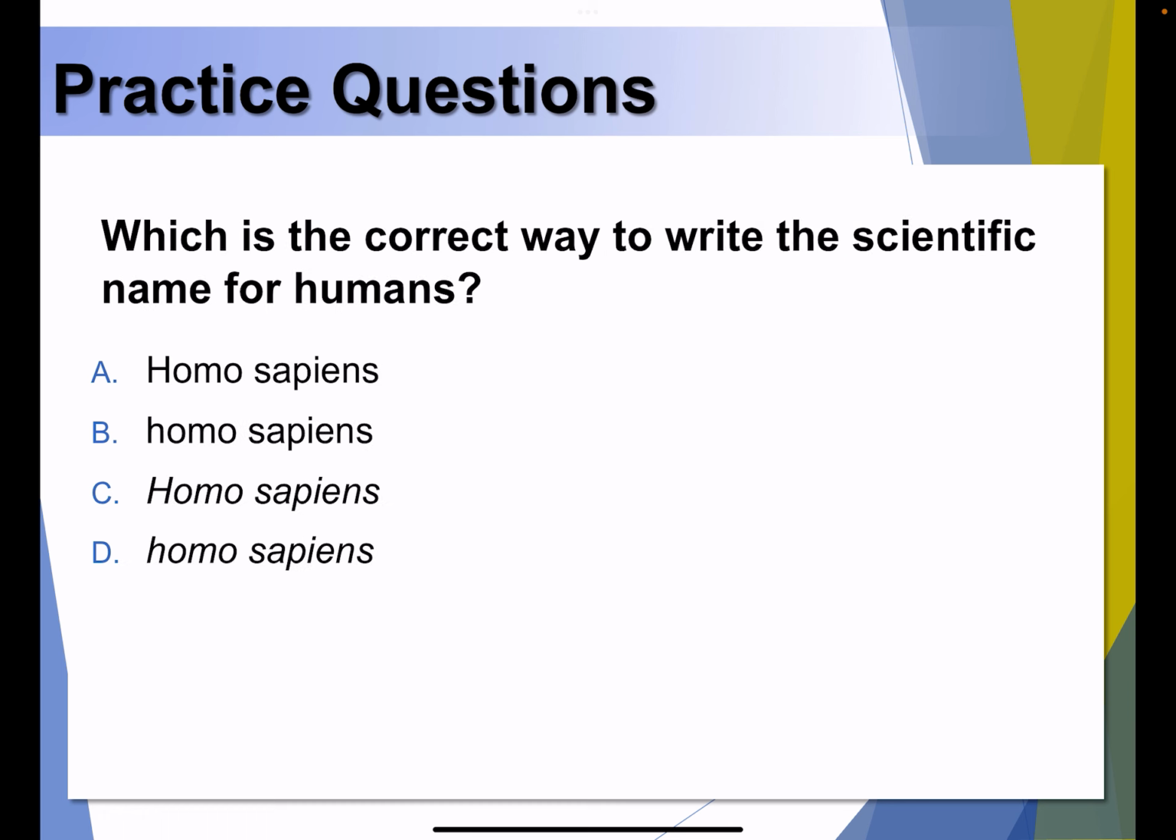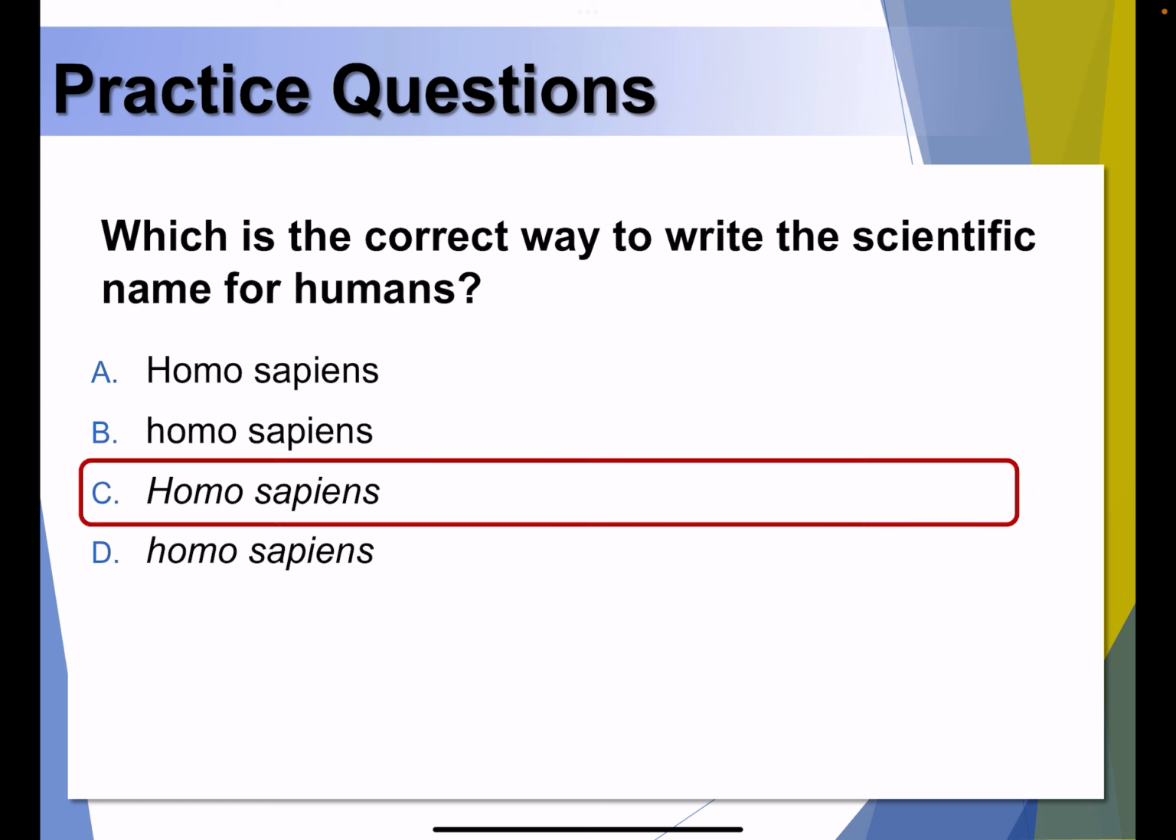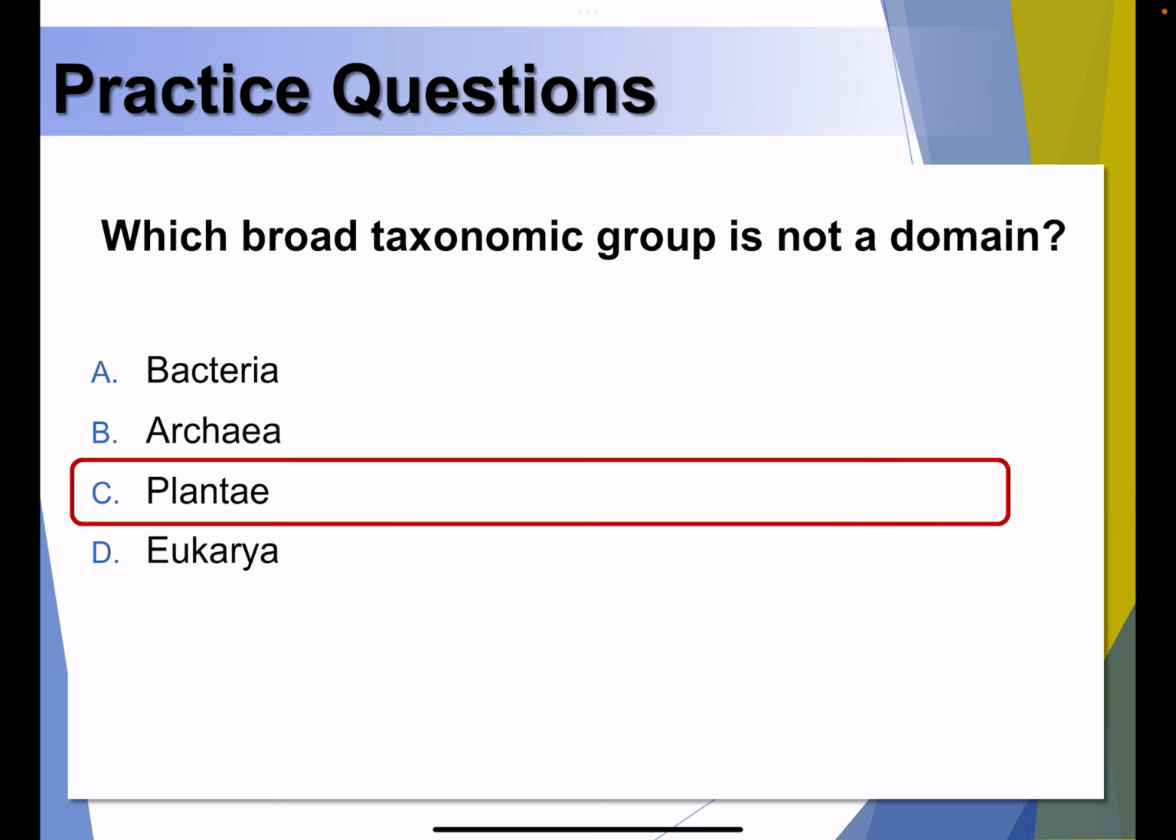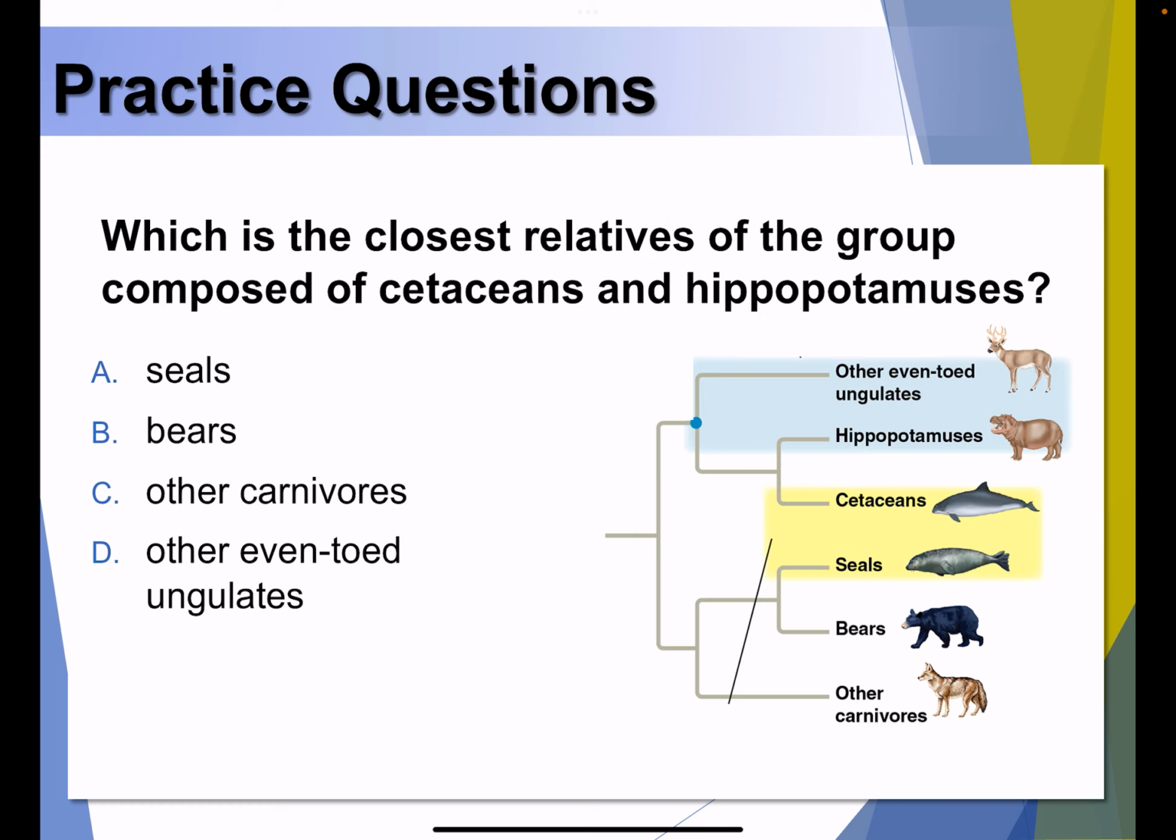Which is the correct way to write the scientific name for humans? C, Homo sapiens, italicized for the whole name and capitalized for the genus portion of the scientific name. Which broad taxonomic group is not a domain? C, Plantae, because there are only three domains, which are bacteria, archaea, and eukarya.